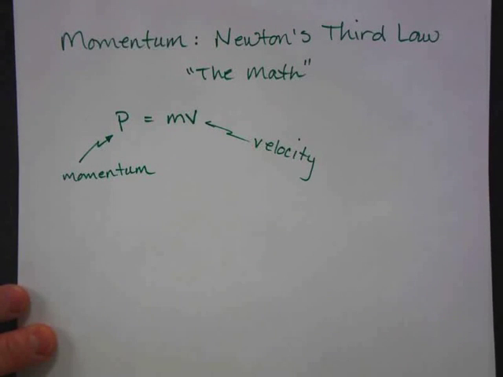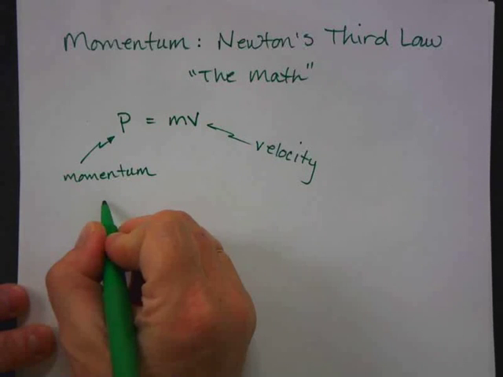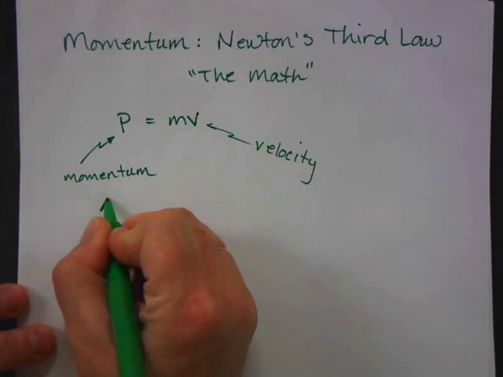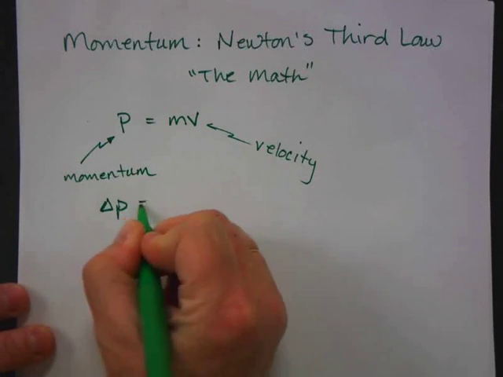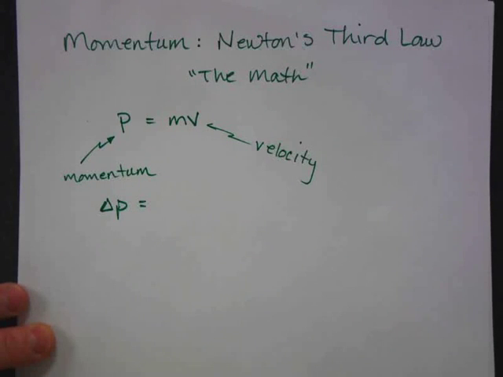This would be instantaneous momentum. So momentum at any particular immeasurably small moment in time. That's not really that interesting by itself. That's like quantifying how much momentum an object has. The interesting part comes when we have collisions or when we have a change in momentum.